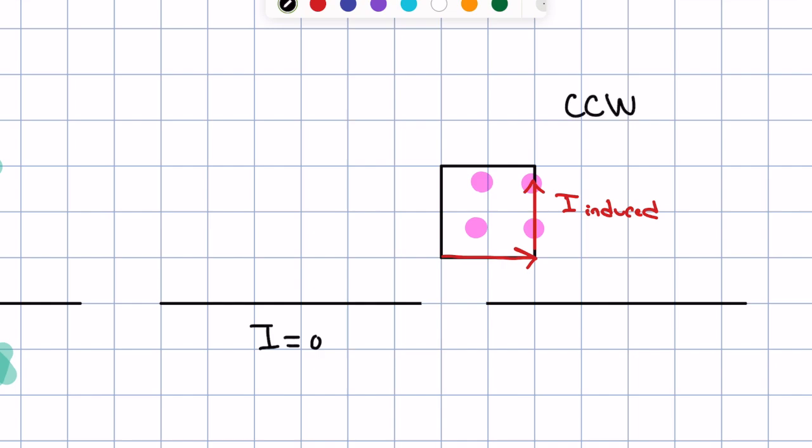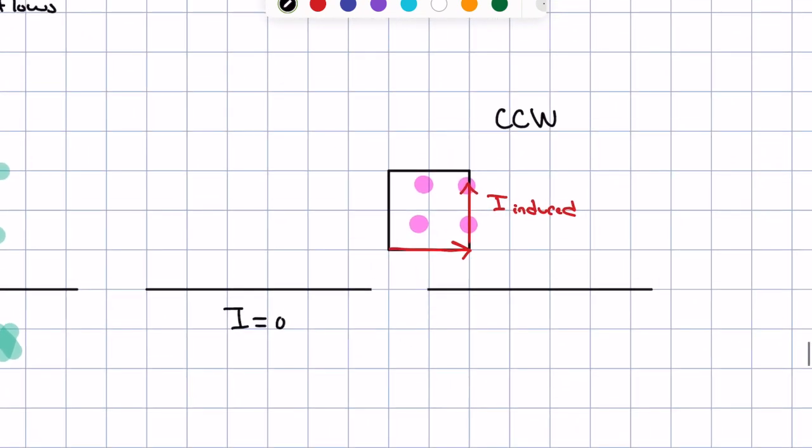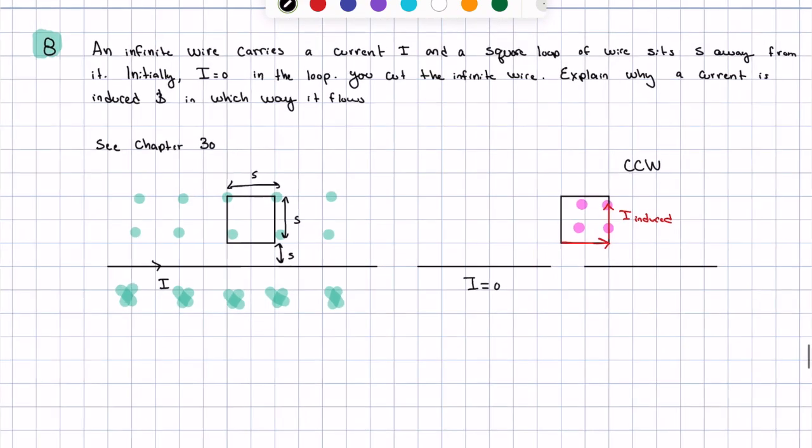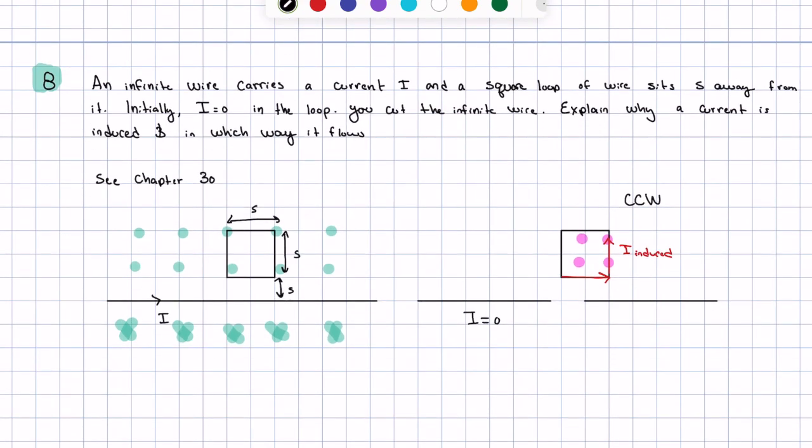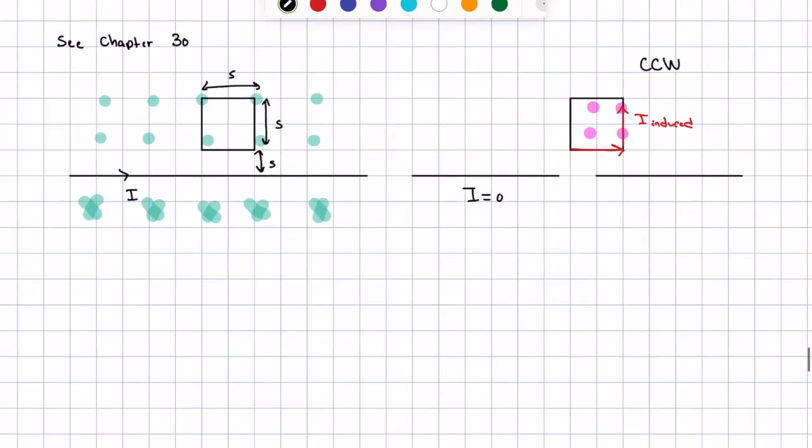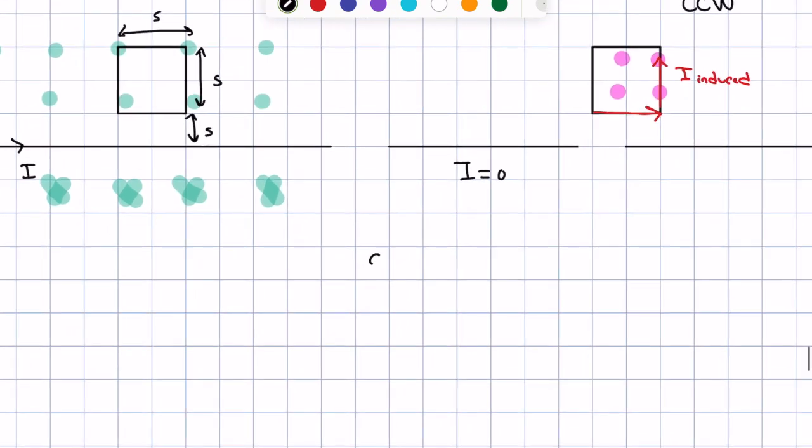So if you want to actually be able to figure out what the value of this current is, you need to figure out what the induced EMF is. This is not necessary to solve this problem because it's just saying, like, explain why the current is induced. So then you just pull out Faraday and Lenz's law. But I kind of want to take it a step further and calculate the EMF that's induced. By Faraday's law, we had E is equal to negative d phi_B over dt.